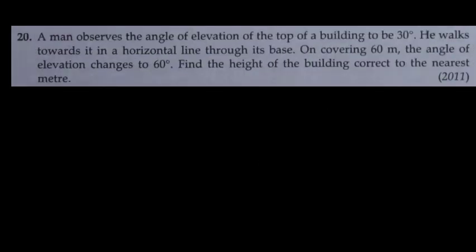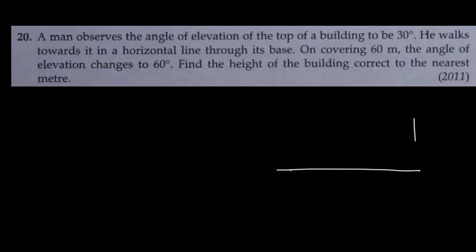Now question number 20 is: a man observes the angle of elevation of the top of a building to be 30 degree. He walks towards it in a horizontal line through its base. On covering 60 meter, the angle of elevation changes to 60 degree. Find the height of the building corrected to the nearest meter.